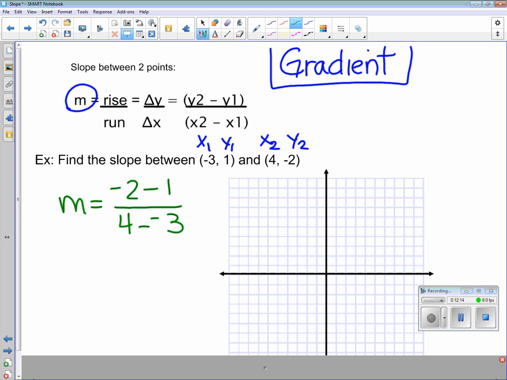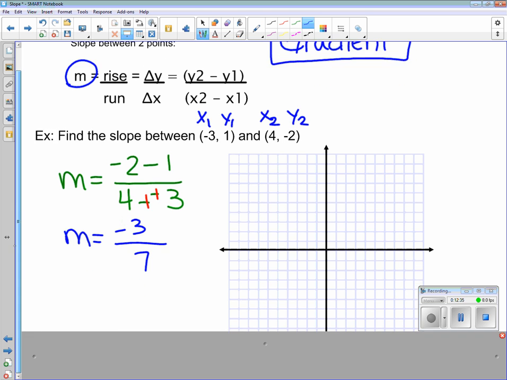All right, so when I subtract a negative, we have a positive. And what is the slope we're going to have? -3/7. I'm here to tell you that the negative can go with the numerator, it can go with the denominator, it can go out front, but it cannot go with both. So I'm going to write that fraction all 3 ways, just so you recognize how it can be written. But all 3 of those mean the same thing.